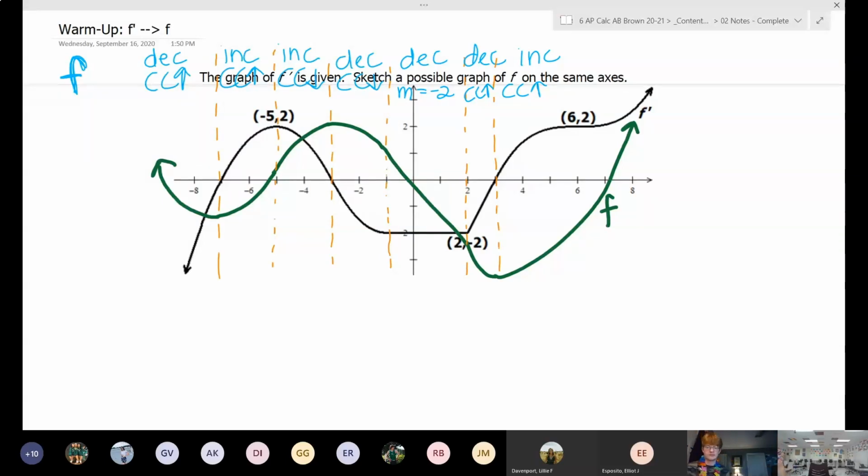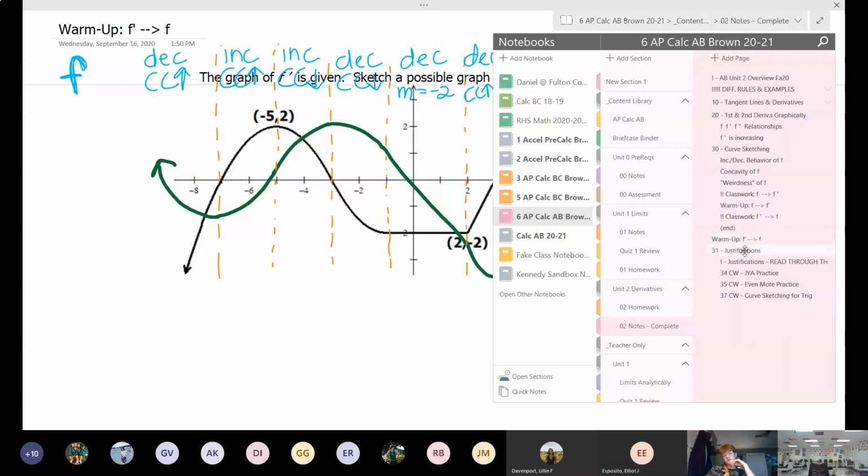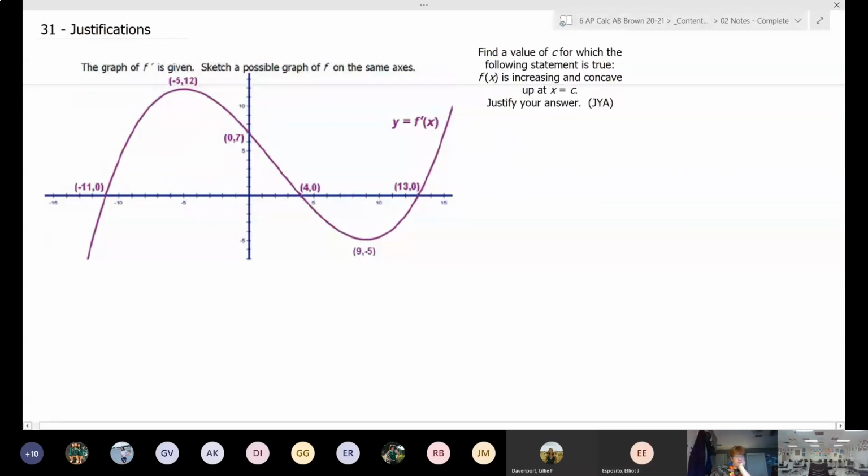So the last 2 days we've looked at sketching graphs. We went from f to f prime and f prime to f. Today what we're going to look at is justifications. And today is more just going to be the idea of how do we write a good justification. I'm not really going to get into a lot of the examples of justifications until Monday, when I have some classwork problems that we're going to work on.